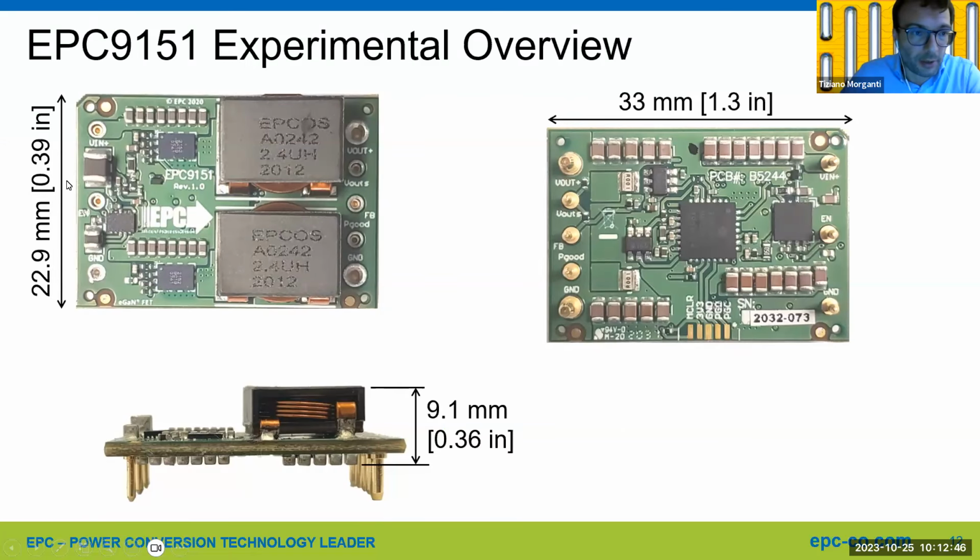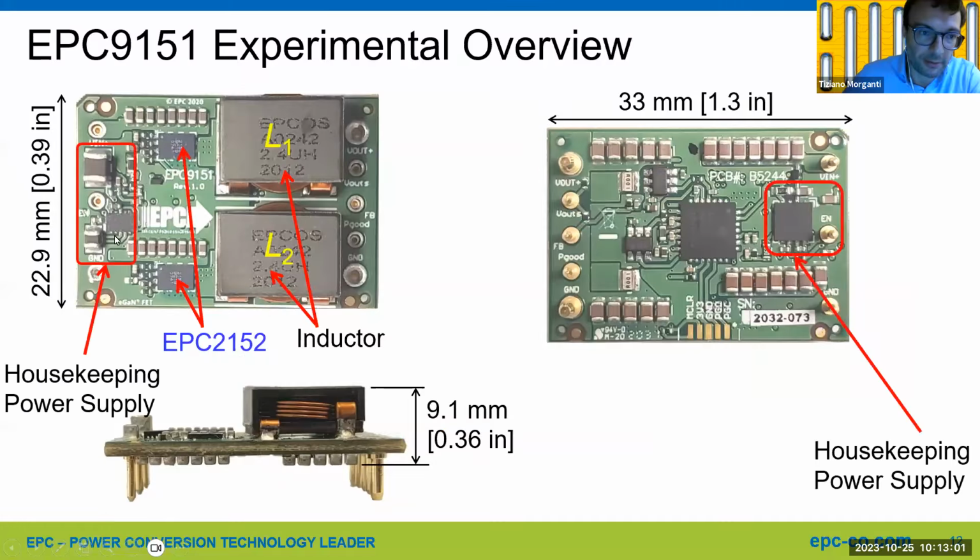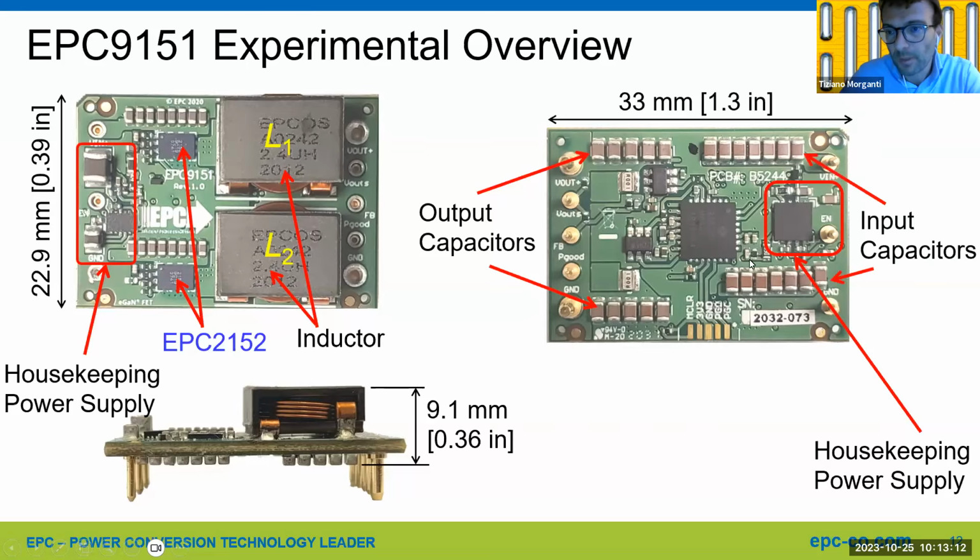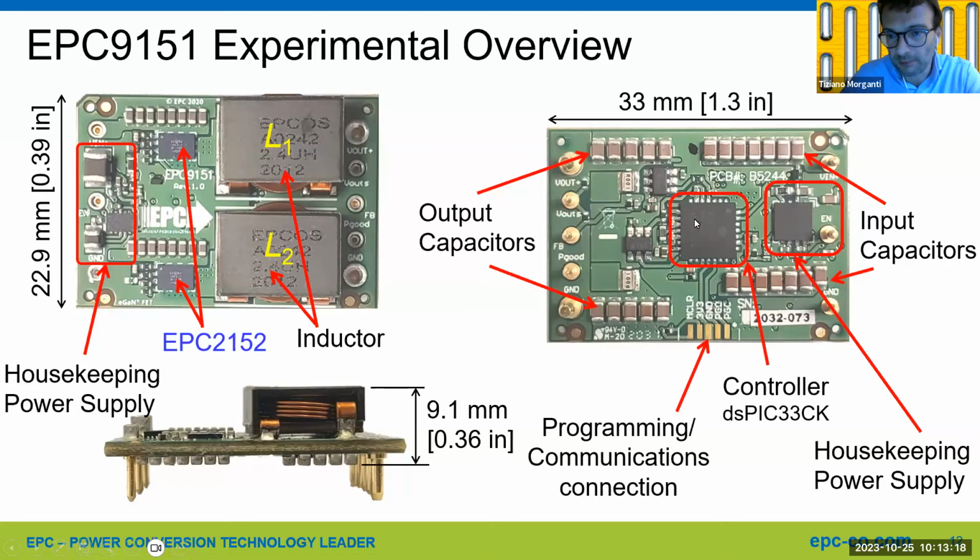This is the board. So the top view of the board. We have the bottom view with the controller. So let's have a look at the components. This is the power stage, EPC9152. Then we have the two inductors. This is the housekeeping power supply. We have the output capacitors on the bottom side, and this is still part of the housekeeping power supply. We have the input bypass capacitors. This is the microcontroller. We use a Microchip dsPIC33CK. And these are the current sensors for the output.